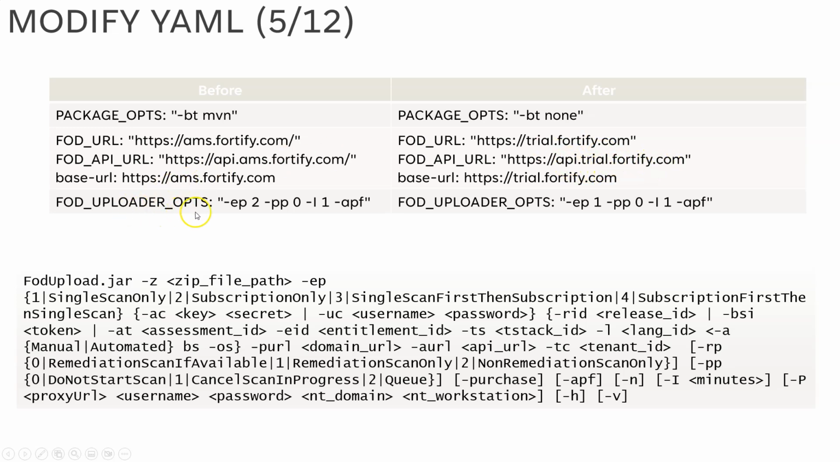In the FoD uploader options, we need to change the entitlement from 2 to 1, because if you check this is the complete command. Okay, so if you check the entitlement parameter, it has integer values of 1 to 4. 1 means single scan, 2 means subscription. So we need to modify this to be 1.